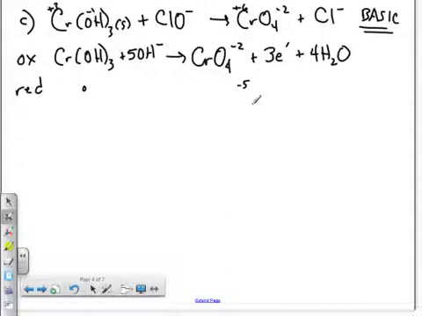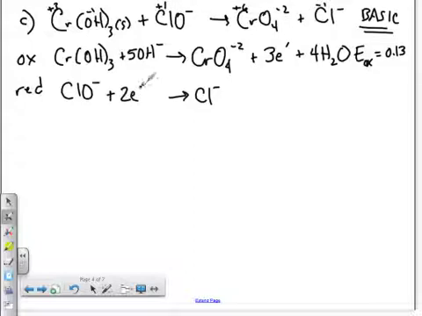And when I look this up on the table, I see that the oxidation is going to be the opposite of what is there because I've flipped the reaction around, and it's a positive 0.13. All right, my reduction, already have that. Let me do some erasing. Okay, my reduction is the hypochlorite ion going to Cl minus. That is a change from +1 to -1, so that's a change of 2 electrons.